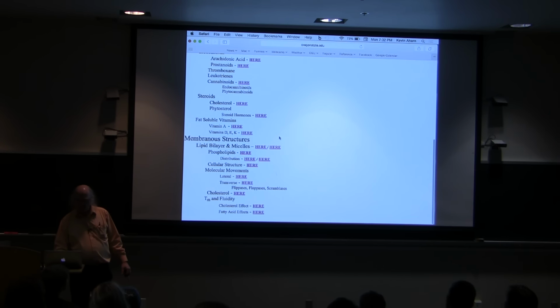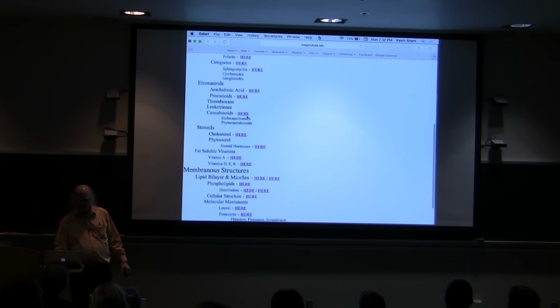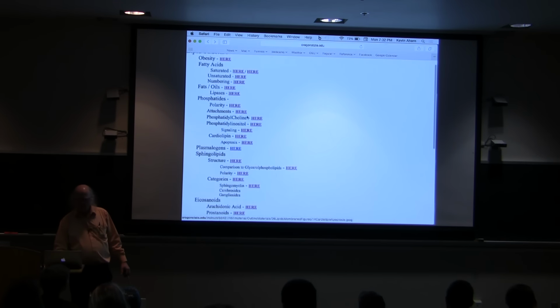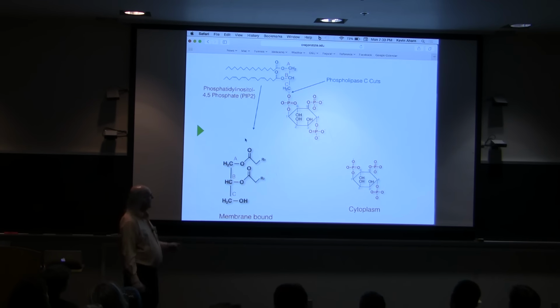If I remember where I said that, it must be up here, probably lipids and membranes. No, not that. Where's it at? Here it is. This is the one right here, right?